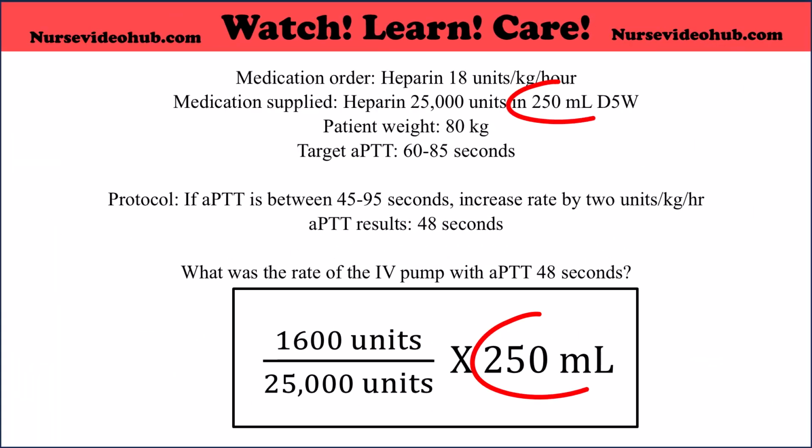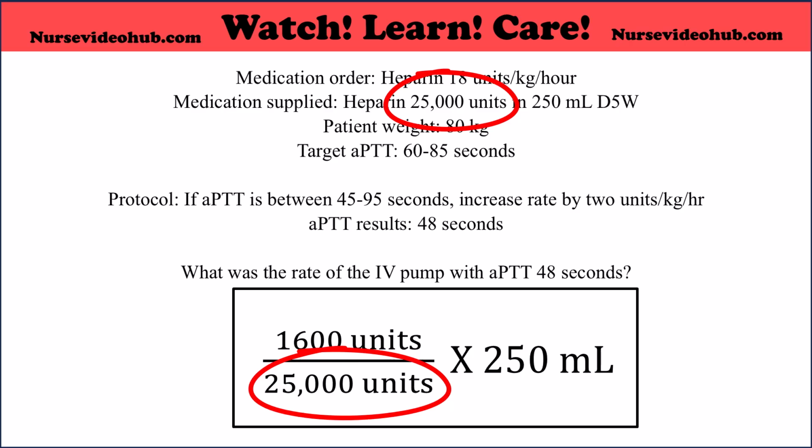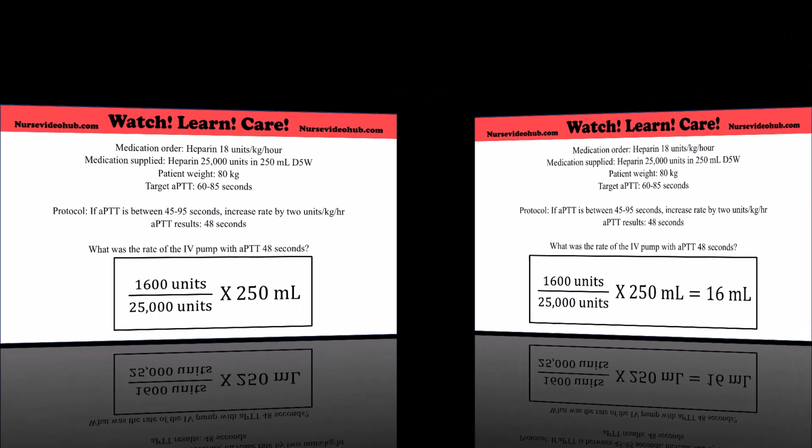The quantity of the medication is 250 milliliters. Place that in the formula. The desired or prescribed amount now is 20 units per kilogram, so multiply 20 by 80 kilograms to get a desired dose of 1,600 units. Place that in the formula. The dose available is 25,000 units. Place that in the formula.